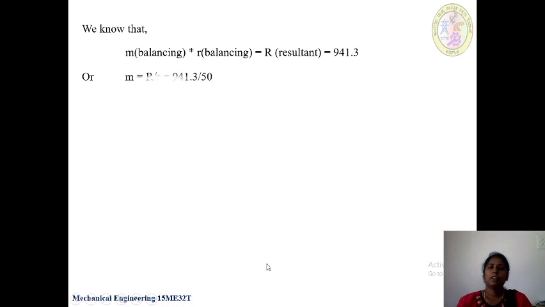As we know, m multiplied by small r is equal to the resultant, that is equal to 941.3. So small m is equal to R by small r, that is equal to 941.3 divided by 50. Therefore, the balancing mass m is equal to 18.826 kg.